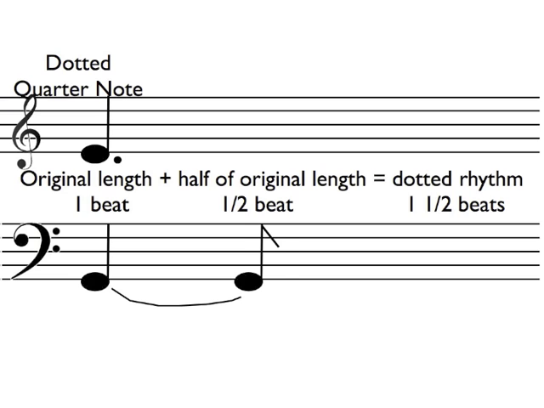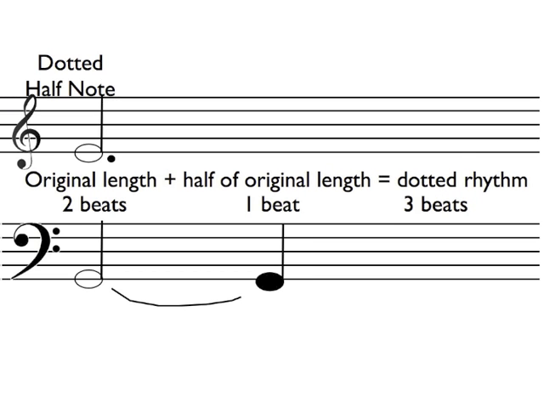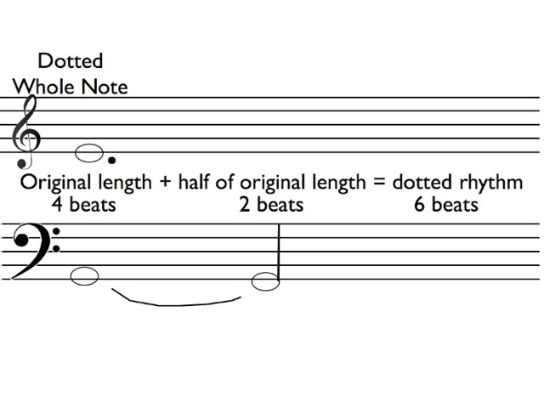Now here's the dotted half note, which is original length 2 beats, and then you take half of that, which is 1, and that's how you get 3 beats. And at the bottom, the tied version is a half note tied to a quarter. The dotted whole note, the original length is 4 beats, half of that is 2, and in the end you get 6 beats. And the tied version is a whole note tied to a half note.